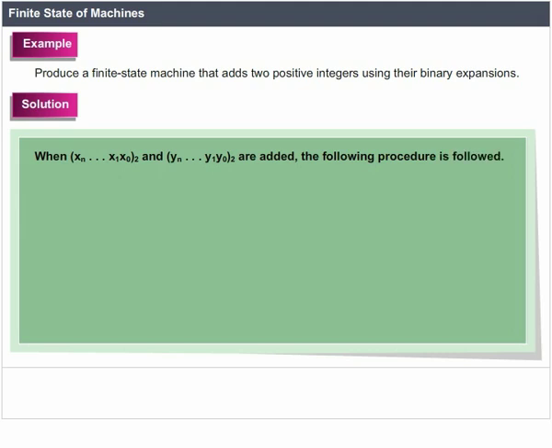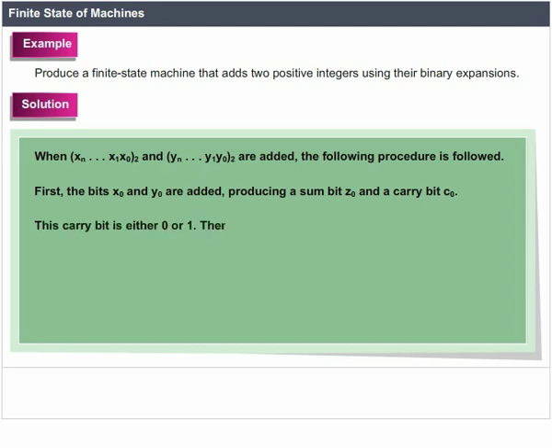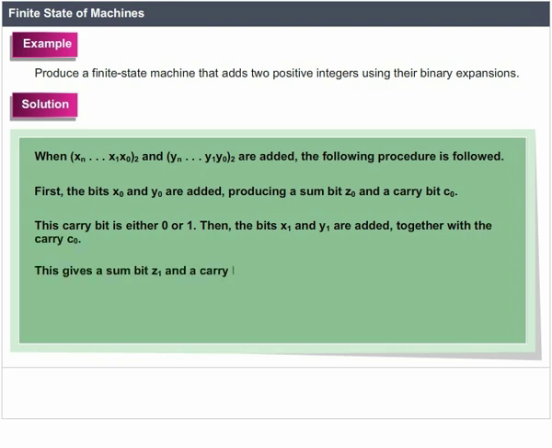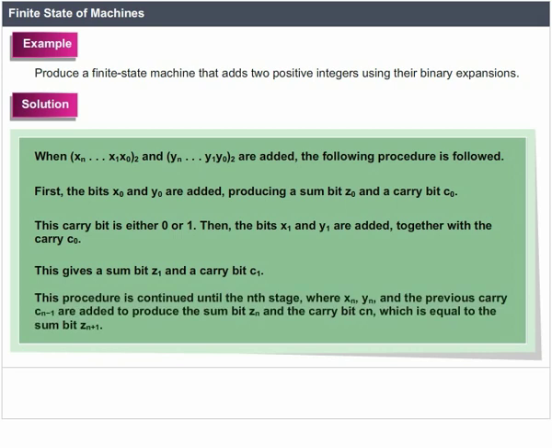First, the bits x0 and y0 are added, producing a sum bit z0 and a carry bit c0. This carry bit is either 0 or 1. Then the bits x1 and y1 are added, together with carry c0. This gives a sum bit z1 and a carry bit c1. This procedure is continued until the nth stage, when xn, yn and the previous carry cn-1 are added to produce the sum bit zn and the carry bit cn, which is equal to the sum bit zn plus 1.